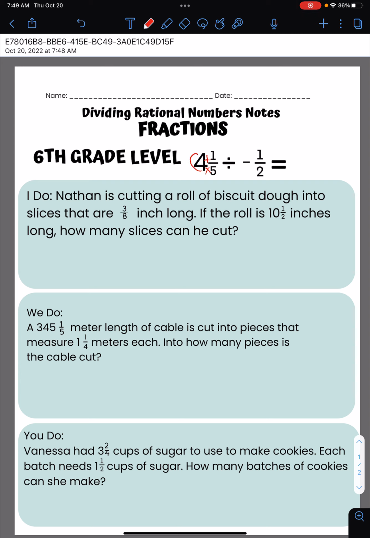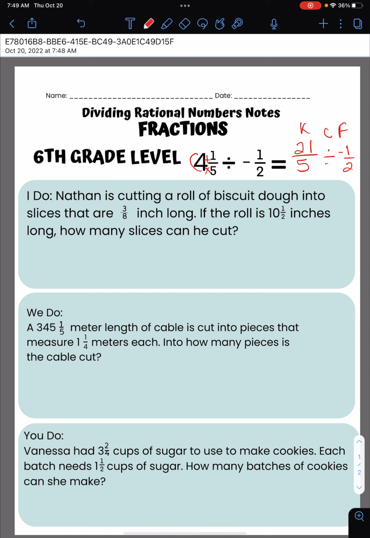Okay? But when we divide, remember you have to do KCF. Keep, change, flip. So we're going to keep the first one. We're going to change our division to multiplication. And we're going to flip our last fraction. So it'll be a negative 2 over 1. And then you would just multiply top with top, bottom with bottom, the way we do multiplication and simplify.